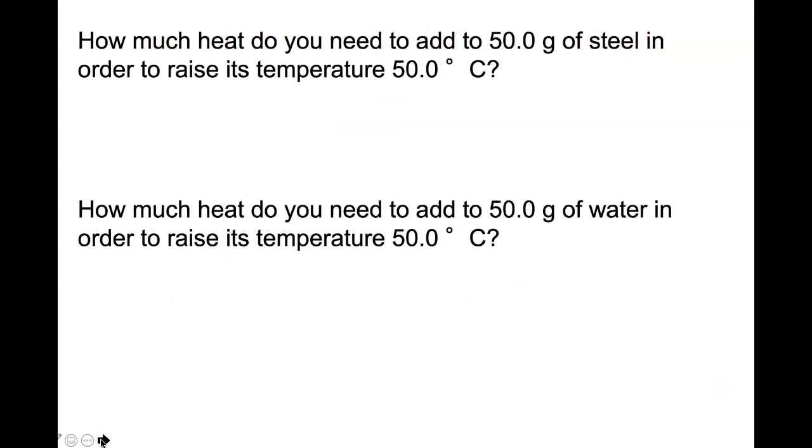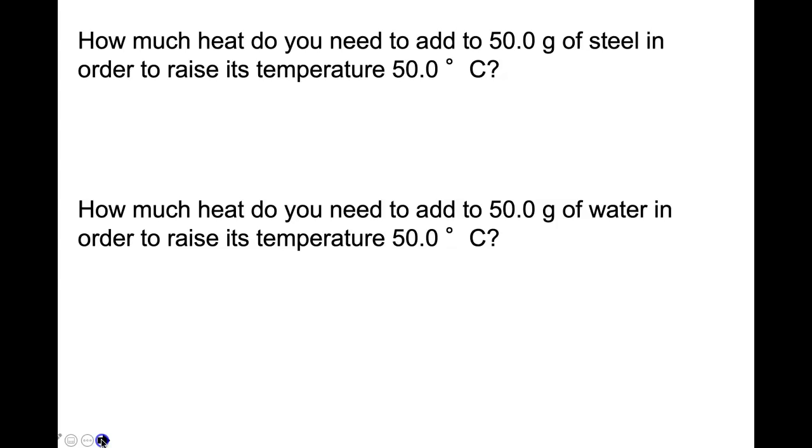And so we're going to use that formula to figure out how much heat would you need to raise 50 grams of steel, to take 50 grams of steel and raise its temperature 50 degrees Celsius. So how would you do that? So again, always looking at what's given in your problem. So we have 50 grams of steel, and we want to change its temperature. It's delta T, in other words, 50 degrees Celsius.